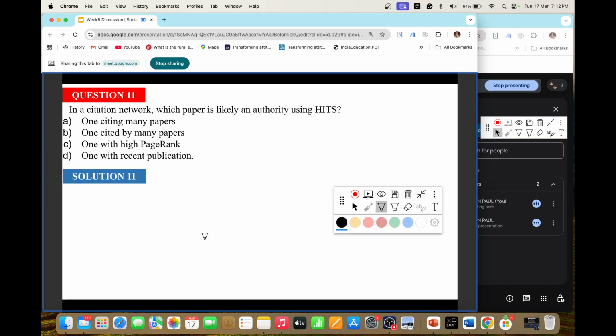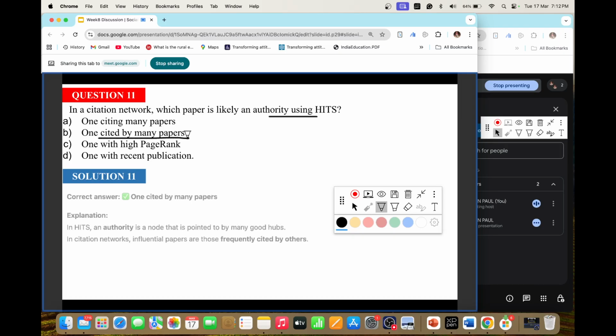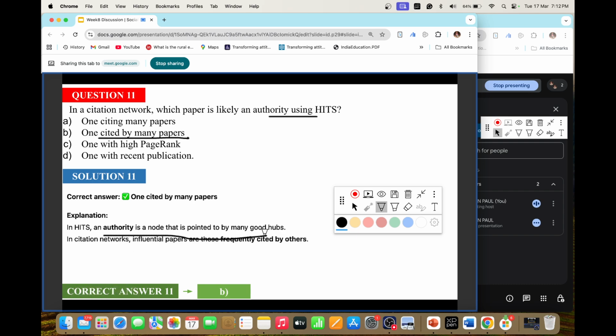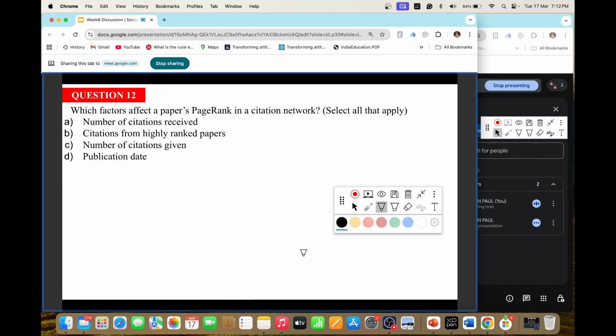In a citation network, which paper is likely an authority using HITS? One citing many papers, one cited by many papers. So option B is the correct answer over here. In HITS, an authority is a node that is pointed to by many good hubs. So in citation, influential papers are those frequently cited by others. So option B is the correct answer.